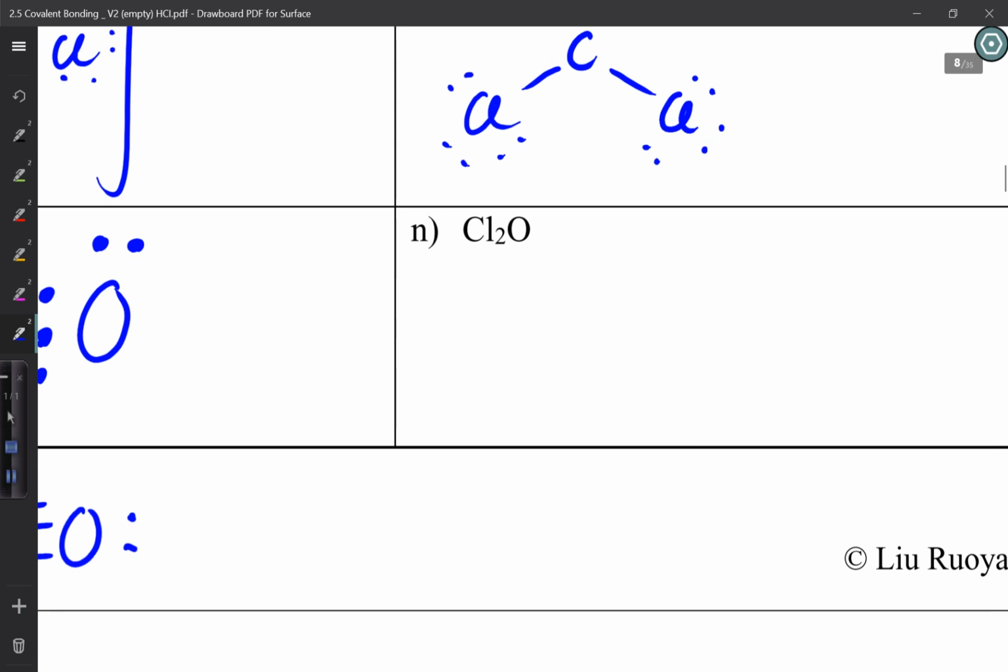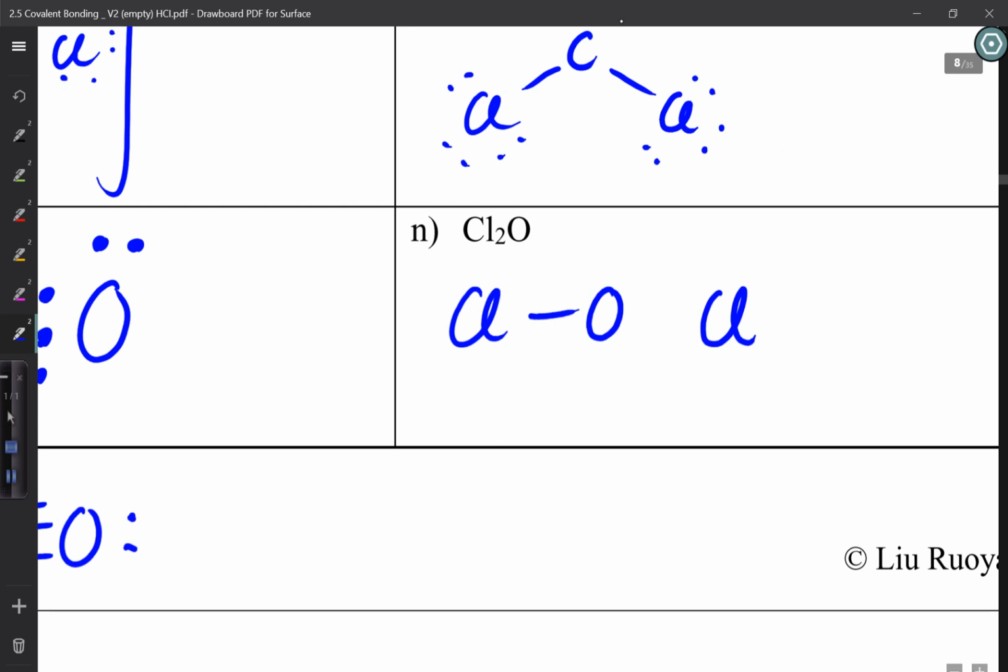And then the last one is Cl2O. So the atom of the least number is oxygen, and you have chlorine on either side. So this one is quite straightforward. But remember to draw in the lone pairs.